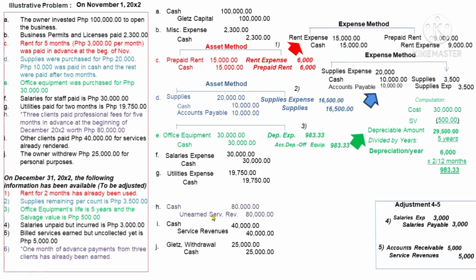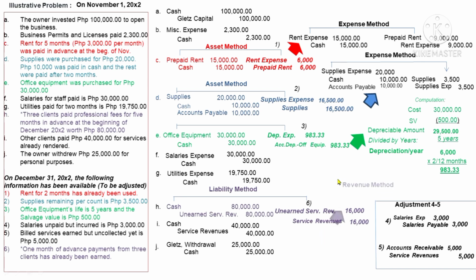And why did we do that? Because if you are considering deferred revenues and the problem is silent, the liability method will be used. But if we talk about deferred expenses, just like prepaid rent as well as supplies, if the problem is silent, the asset method will be used. And you need to remember that. According to this, 1 month of advance payment, or 16,000, was already earned. So unearned service revenues at the year end should be debited to reduce the account because again 16,000 was already earned, and of course the service revenues account should be credited.